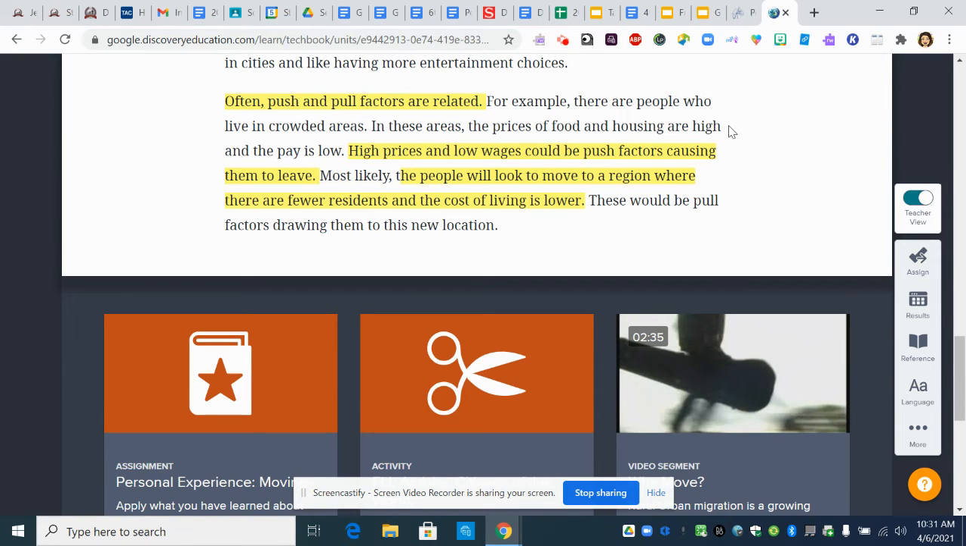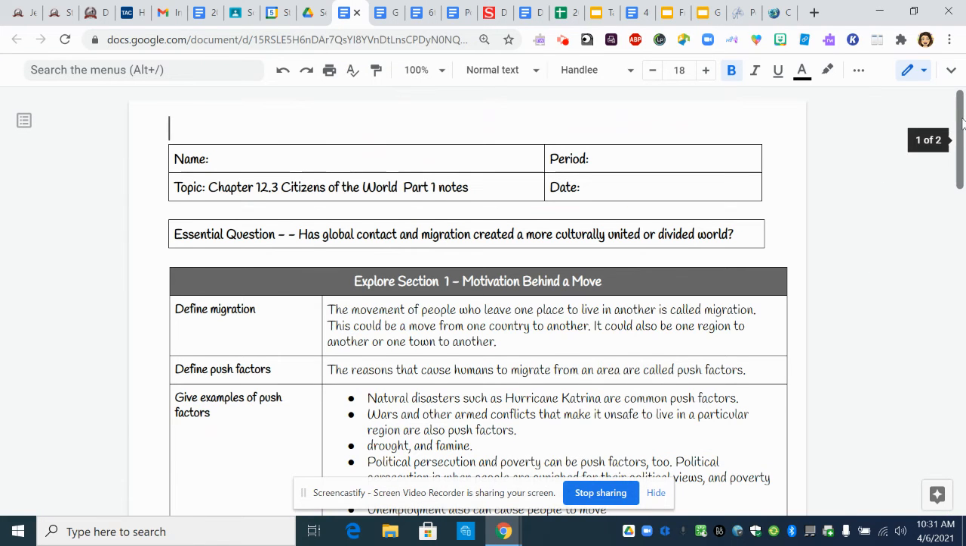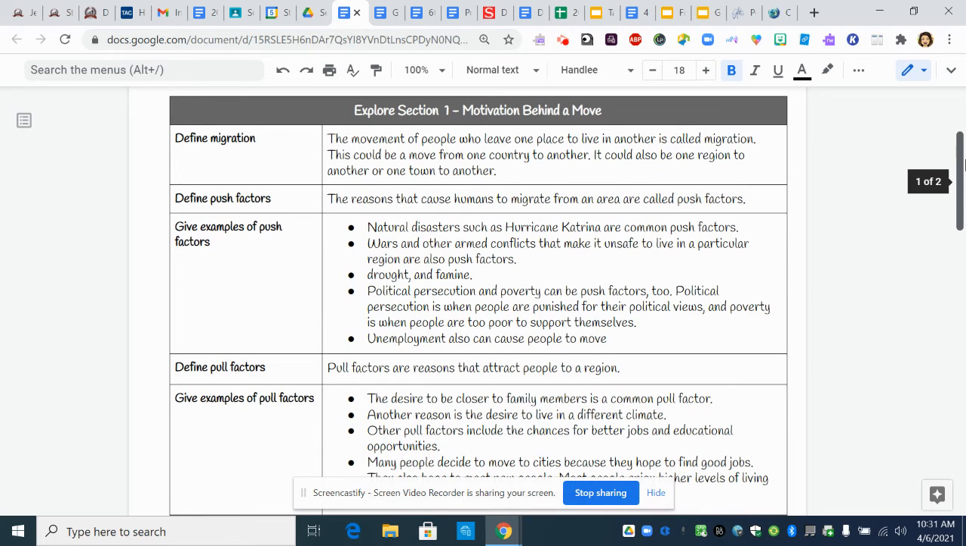All right, so we are now ready to go to our notes, okay, and fill in our notes accordingly. So, define migration. The movement of people who live in one place who leave one place to live in another is called migration. This could be a move from one country to another. It could also be one region to another or one town to another. The reasons that cause humans to migrate from an area are called push factors. That's what the definition of push factors is.